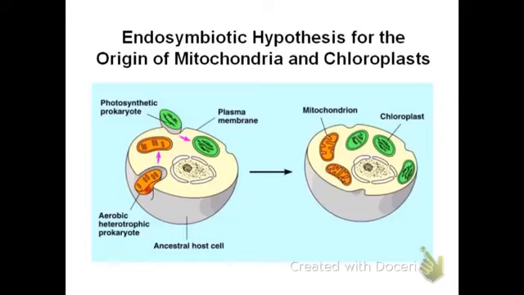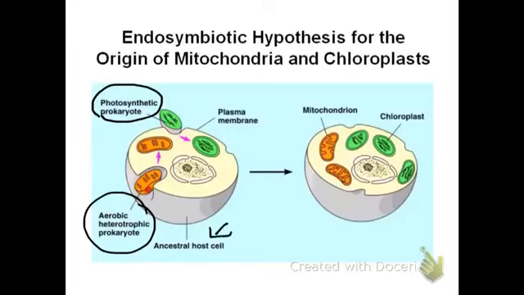This picture shows the endosymbiotic theory of a prokaryotic cell that was photosynthetic and a second prokaryotic cell that was not photosynthetic but was heterotrophic, entering an ancient ancestral host cell. With these new organelles, the cell is able to photosynthesize as well as create energy for itself, forming a eukaryotic cell.